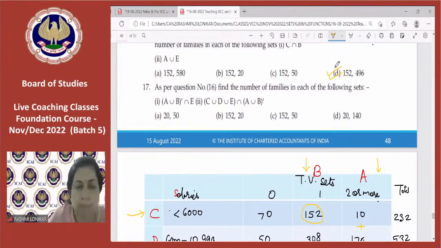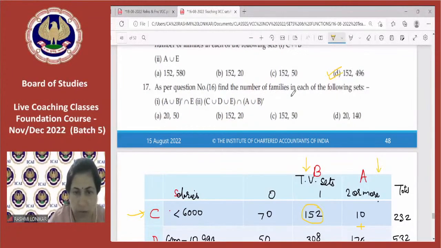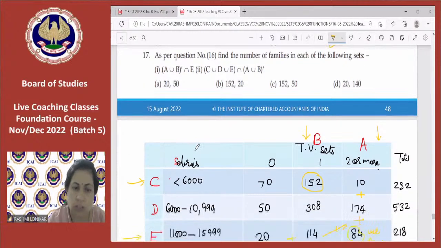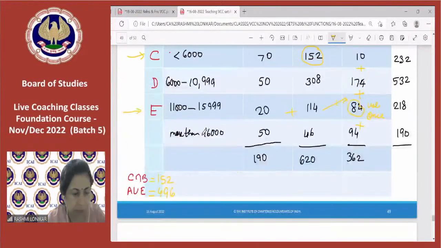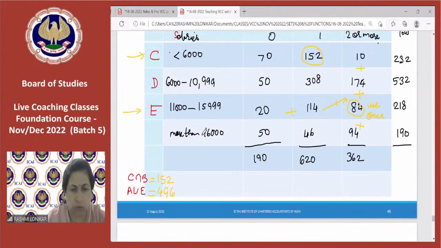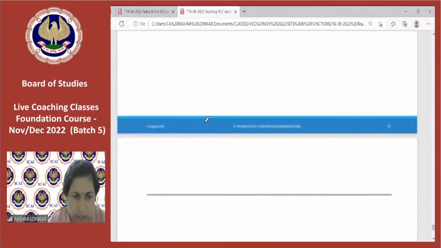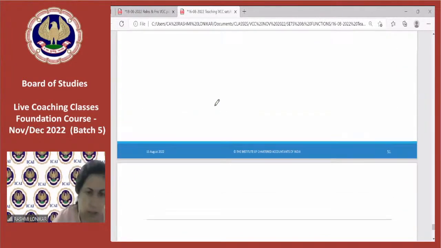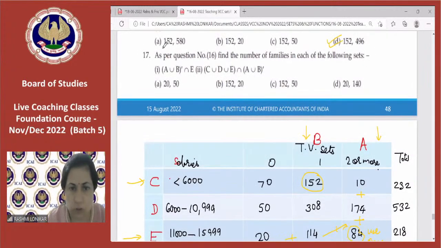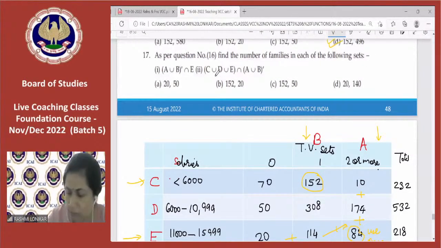Now, as per question 16, find the number of families in each of the following: A union B dash intersection E, and C union D. Once you've understood this much, it is more than enough for you to be able to do them. This is the limit to which you will be asked the question. So that finishes up till here.